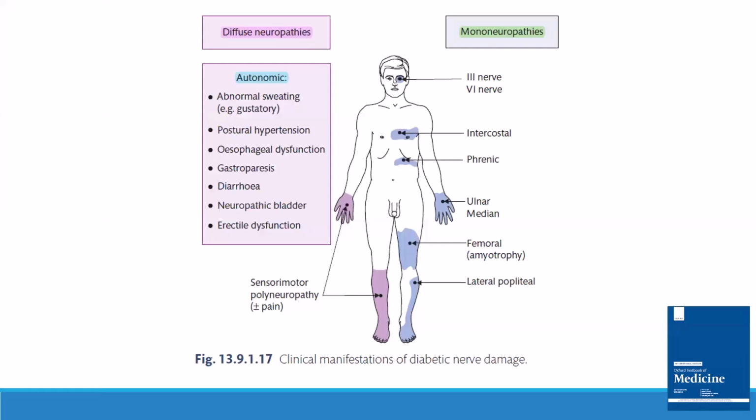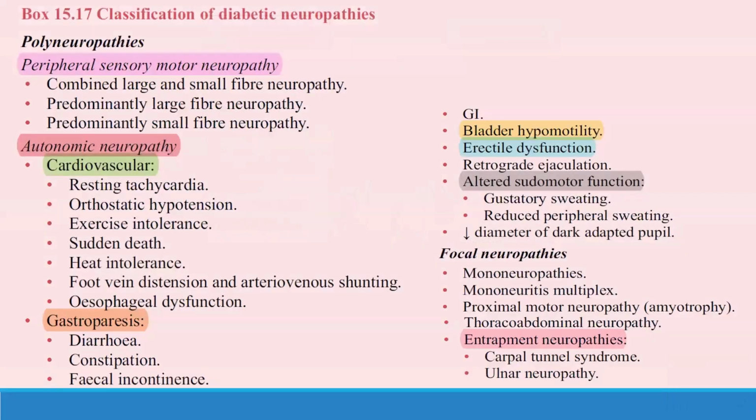And of course, we can classify diabetic neuropathy into diffuse neuropathy and autonomic neuropathy, like postural hypotension, esophageal dysfunction, gastroparesis. This is a very common question in the final exam. Also erectile dysfunction, neuropathic bladder, and mononeuropathy, which usually affects one of the cranial nerves and sometimes the ulnar nerve, causing carpal tunnel, or the lateral popliteal nerve or femoral nerve, causing what is known as diabetic amyotrophy. This classification is mentioned in the Oxford Handbook.